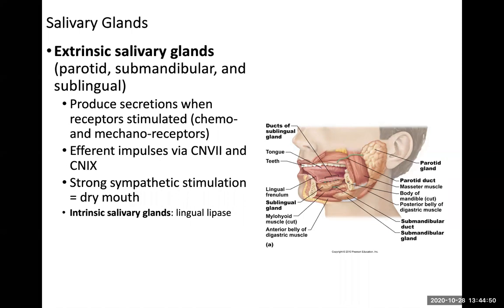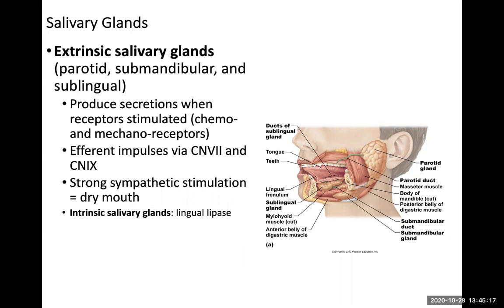So here's the deal with fat digestion in the mouth. If you were to be asked on an exam, unless I specifically asked you about lingual lipase, there's not a great degree of fat digestion that occurs in the mouth. We do have an enzyme, lingual lipase, secreted by the intrinsic salivary glands, that does begin the process by which the chemical bonds in fats are broken.